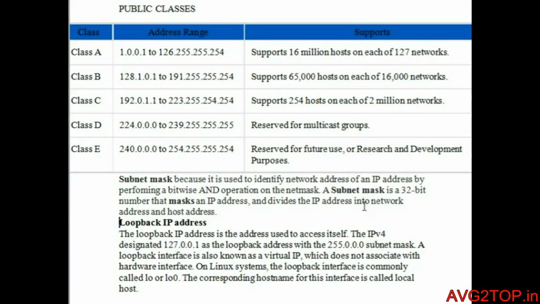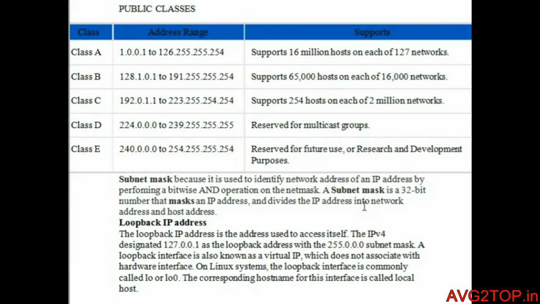In class A, it supports 16 million hosts on 127 networks. So a high implementation is not possible on the network. So internet access on this network might be low and the users are more. So this is not flexible. The class B supports 65,000 hosts and it supports 16,000 networks, but still our internet network users are more.